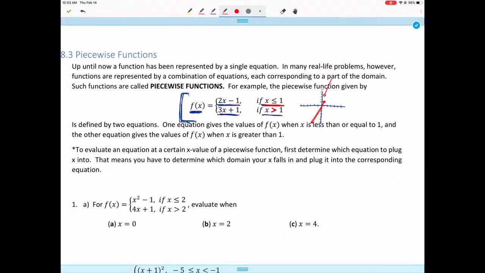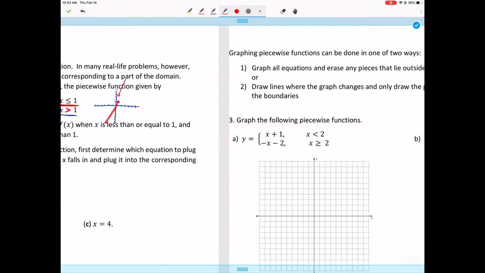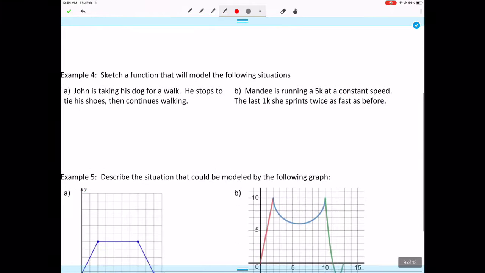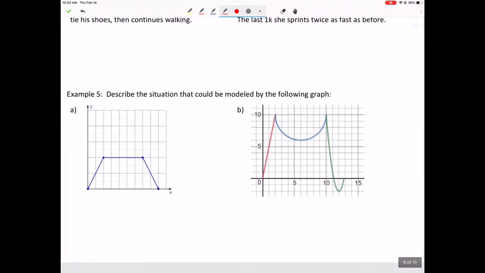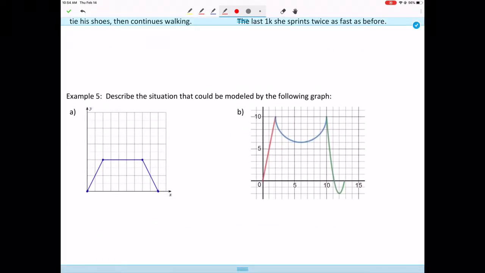Like I mentioned, in some real-life problems, functions are represented by a combination of equations. So I'm going to go all the way back to the end of your notes here. These are some possible real-life situations. I'd like you to come up with an example for A that could be a real-life situation. I'm going to do B to give you an idea.